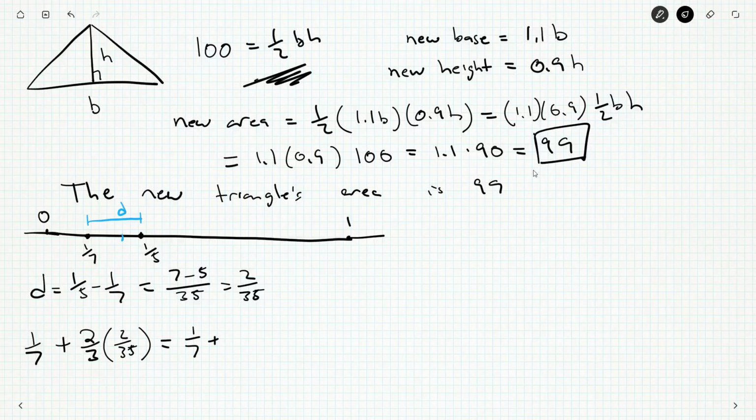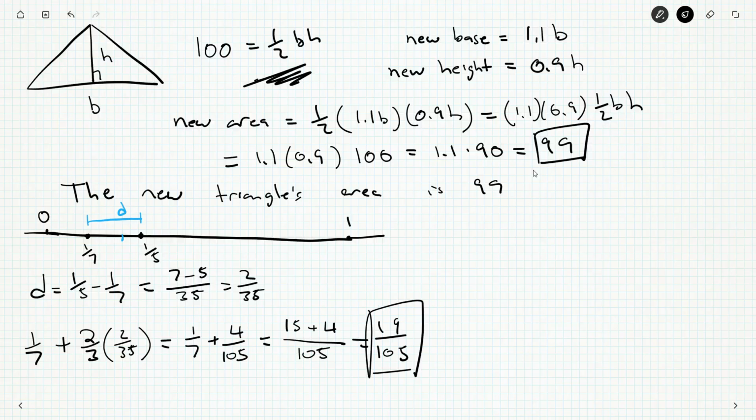So we get 1/7 plus 4 over 105. We want to add these, so we need a common denominator. 7 times 15 is 105. So we can get 19 over 105, and that would be our final answer. That's one way we could do it, first calculating these distances.